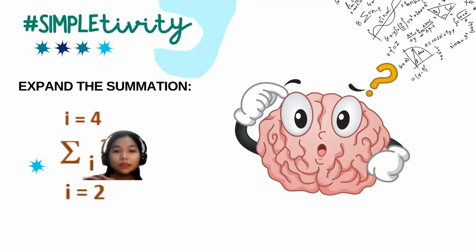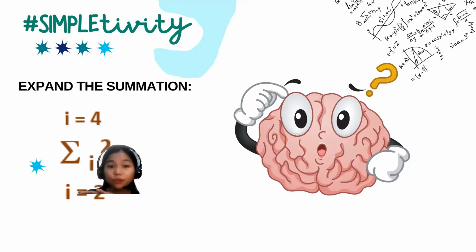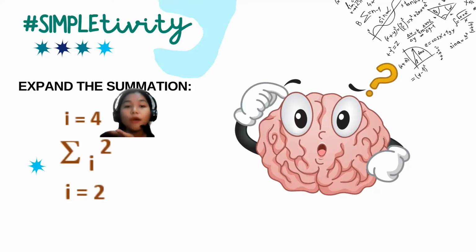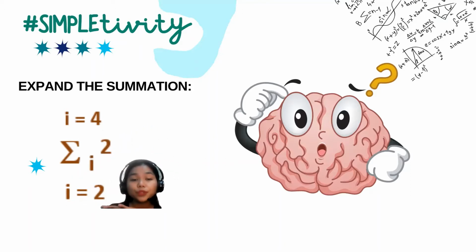Can you read this one? Okay, so let's read it together. It's summation of i squared as i goes from 2 to 4. So again, summation of i squared as i goes from 2 to 4.